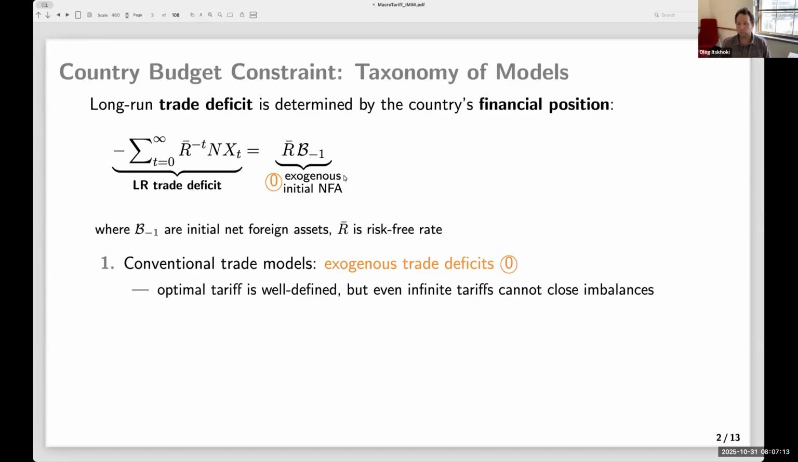And then typically what people do in trade models: you can have an infinite horizon model. You can take the net present value of trade deficits and call it the long-run trade deficit.